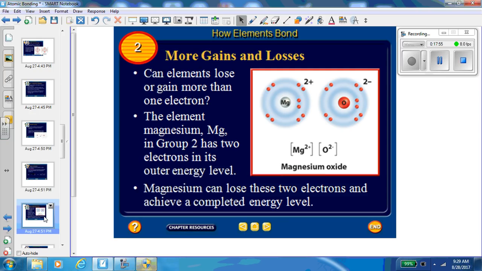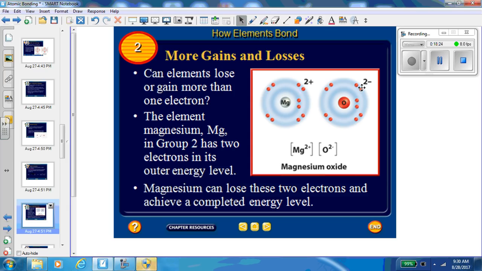Can elements lose or gain more than one electron? Yes, they can. The element magnesium, which is located in group 2, has 2 electrons in its outer energy level. So it's easier for it to get rid of those 2, and then once those 2 are gone, it can have that full outer level that it's seeking. Magnesium can lose 2 electrons and then achieve a completed energy level. And this is typically what elements in group 2 will do. They will lose those 2 valence electrons.